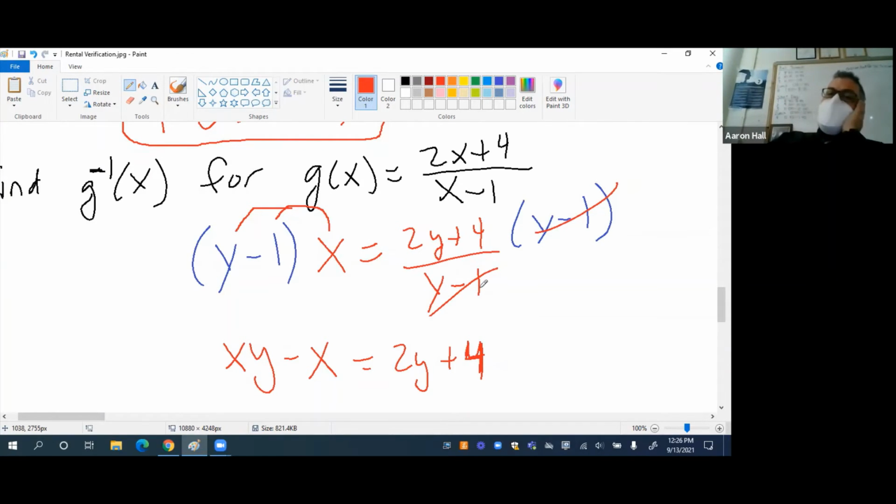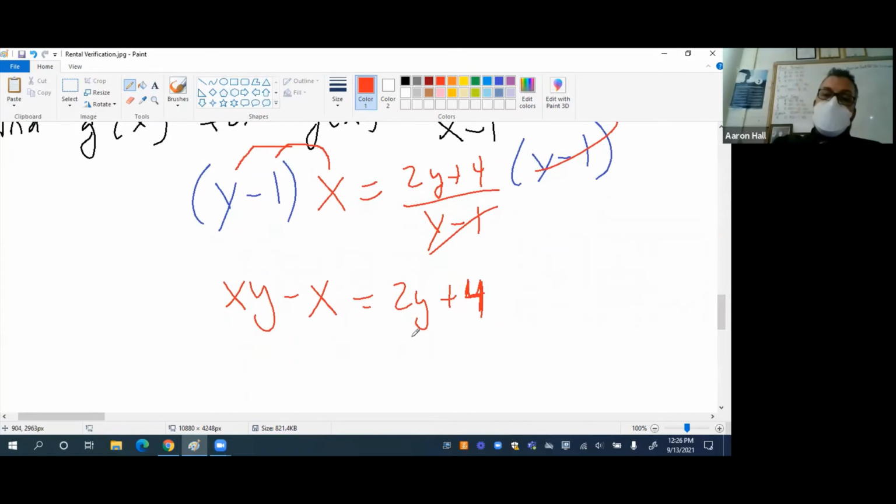Now remember our goal. What are we trying to do? We're trying to get y by itself. I don't have all the y's on one side even. So what do you think the next step might be? To isolate the y. Anything that's y, bring it over here. Anything that's not y, move over here. Does that make sense? Okay, so I'm going to do what then? We're going to add x to both sides.